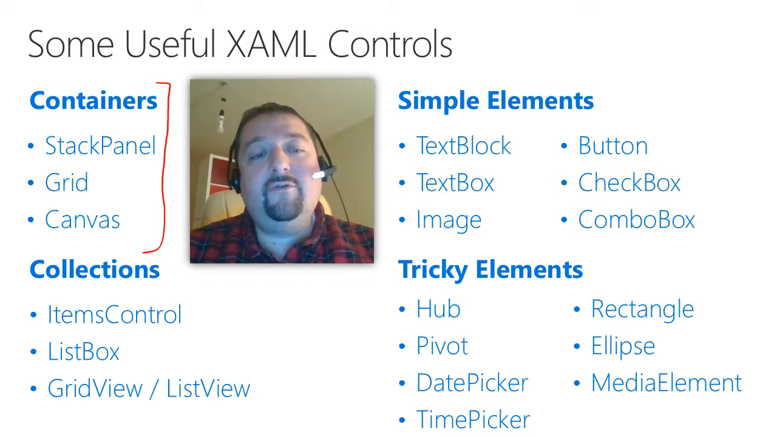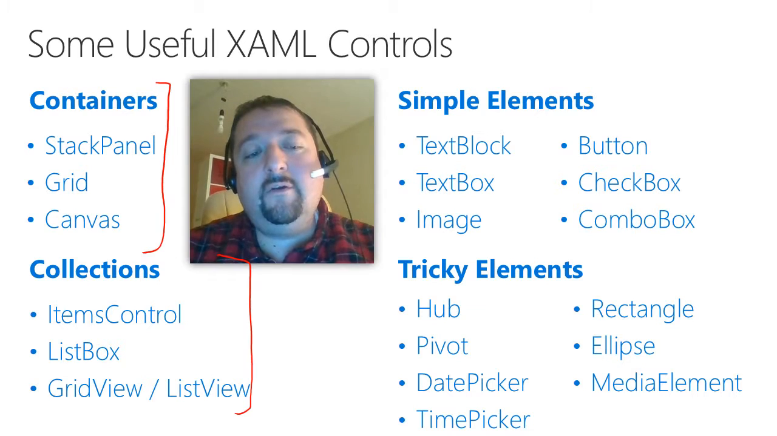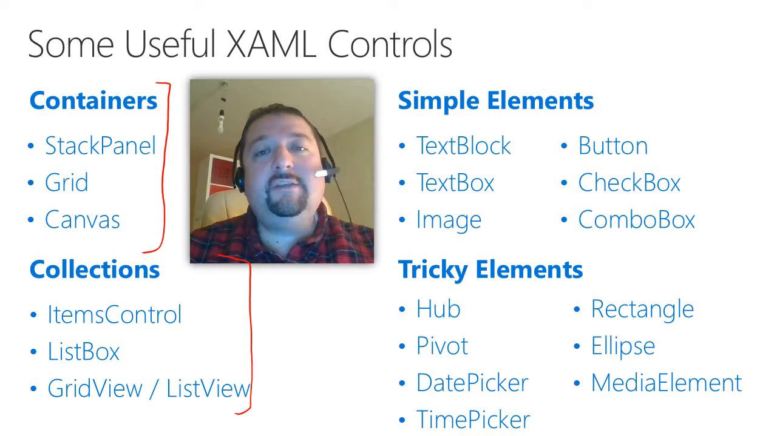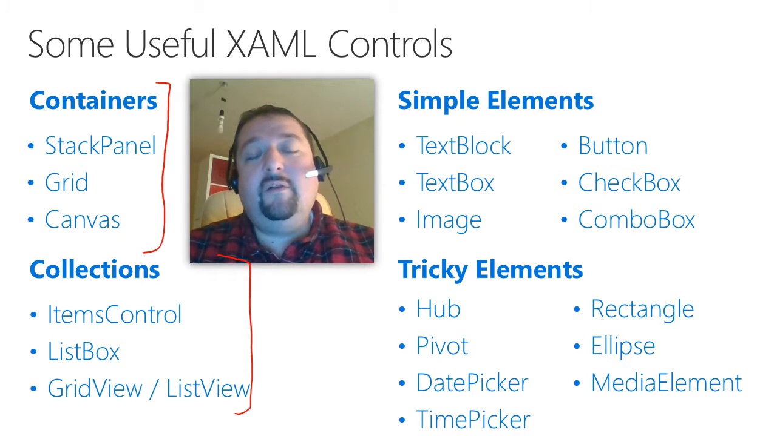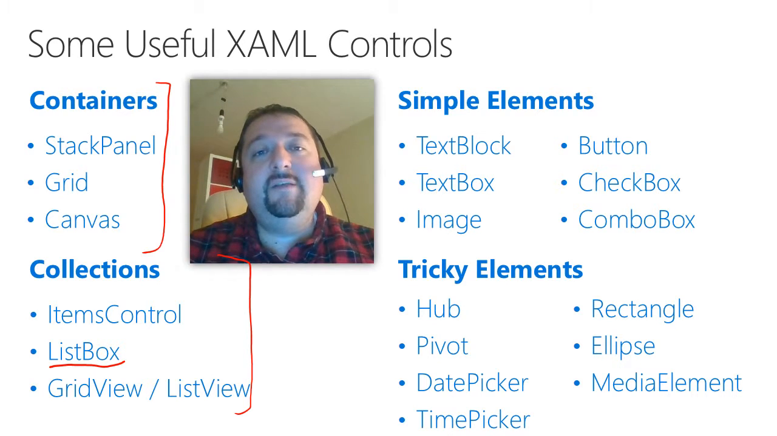Another group of controls is called collections. Collections contain many objects inside them, but many objects of the same type. For example, something like a list box is useful for displaying a list of similar items. For example, the items in a shopping cart or a drop-down list. This can be specified using a list box.